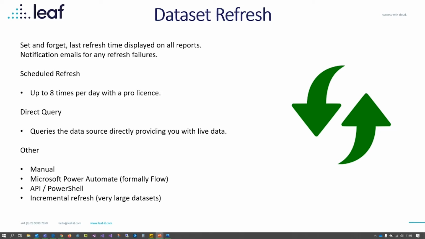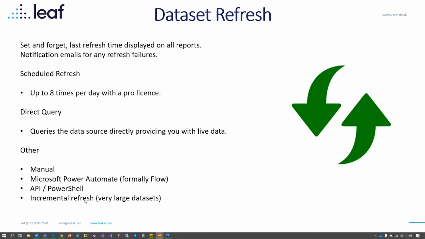So if you have a SQL server and you're using the direct query model, whenever you update your filter on a report, that query is sent directly to the database, and then you get a live response. Whereas if you're updating the dataset multiple times a day, your dataset might be 1 or 2 hours out of date. With direct query, depending on the data source, you could get live data. You can also update it manually or through different things such as PowerShell, the API, or Power Automate.